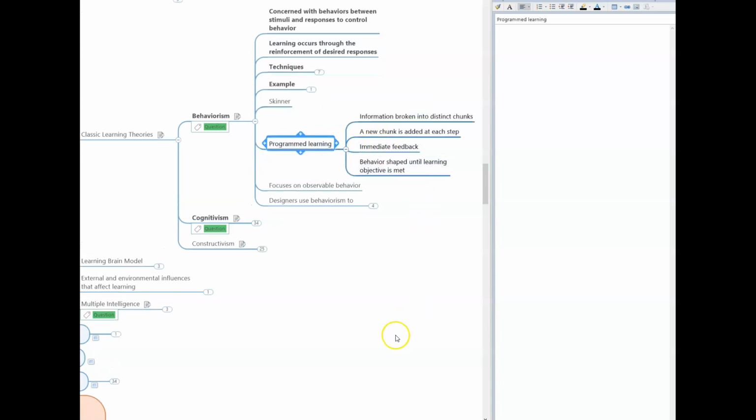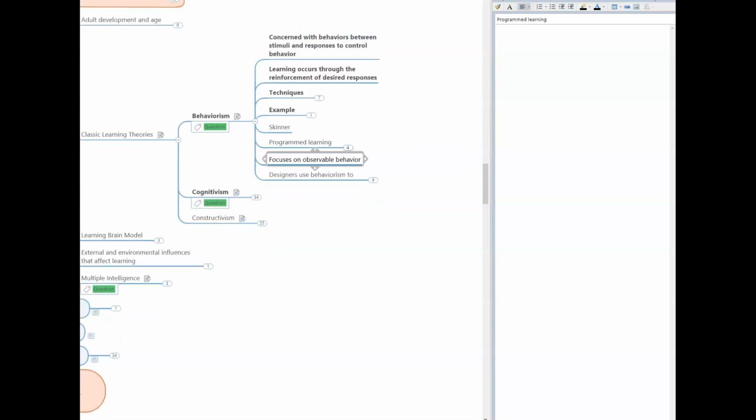There's also programmed learning. In programmed learning, information is broken into distinct chunks. A new chunk is added at each step, and immediate feedback is offered. The behavior is shaped until the learning objective is met. Behaviorism focuses on observable behavior. And instructional designers use behaviorism to build objectives, for criterion referenced testing, for testing prototypes on targeted populations, and chunking content based on learning objectives.